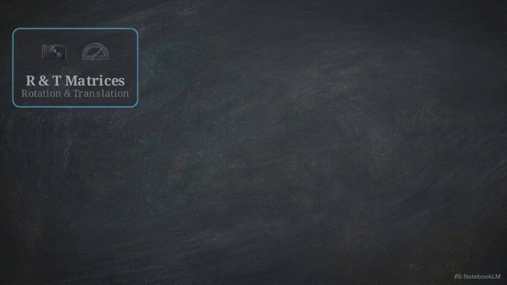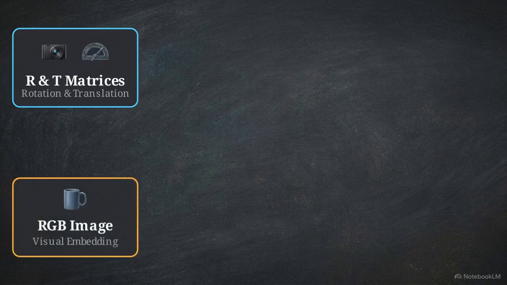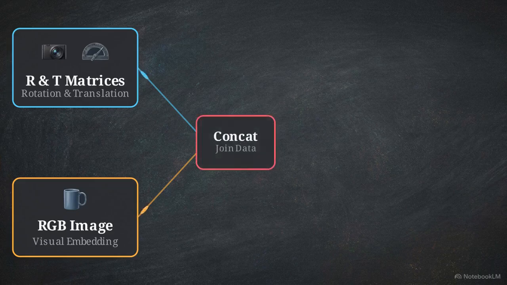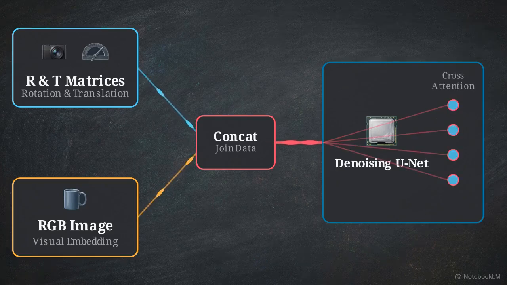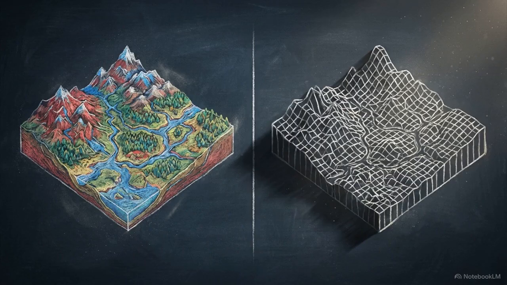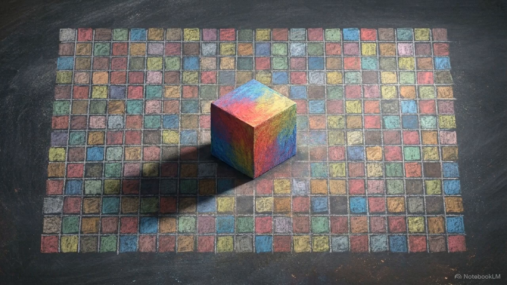The solution begins by isolating the specific rotation, or R, and translation, or T, matrices. These mathematical coordinates flow in and concatenate with the RGB image embedding into a single data stream. This combined geometric and visual data then flows directly into the denoising unit's cross-attention layers. By overwriting the standard text encoder with hard camera coordinates, the researchers mutated a creative image generator into a deterministic 3D rendering engine. But this introduces a massive bottleneck.